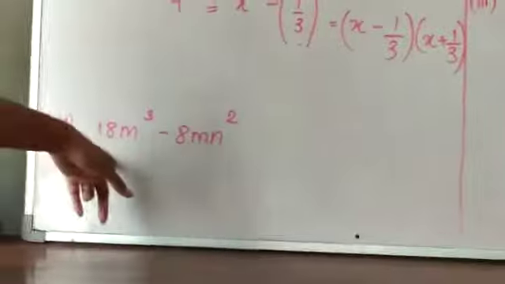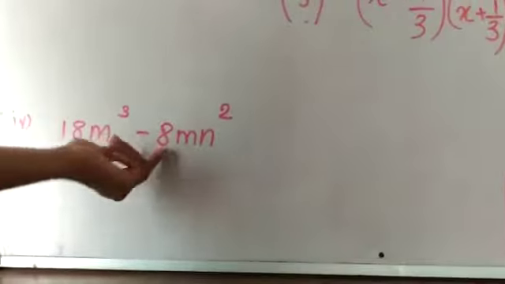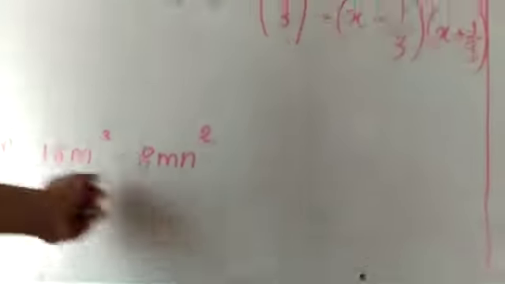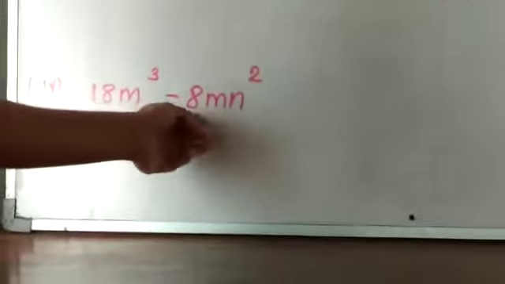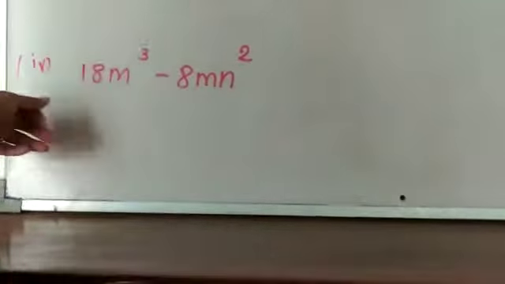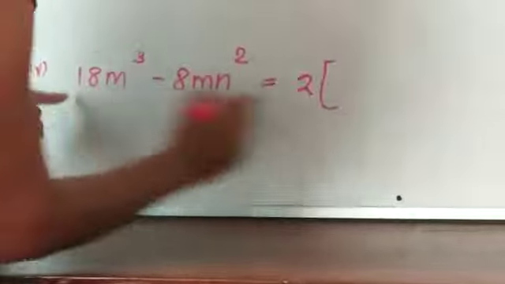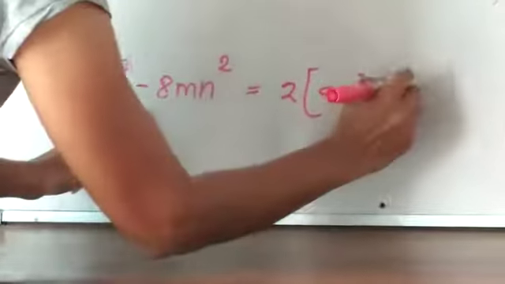Again, 18 is not a square number. 8 is also not a square number. So I will just take a common factor out of this. I will take 2 out. If I take 2 out of 18, I am left with 9. 9 is a square number. If I take 2 out of 8, I am left with 4. 4 is also a square number. So I will take 2 out: 2 times 9m squared minus 4n squared.